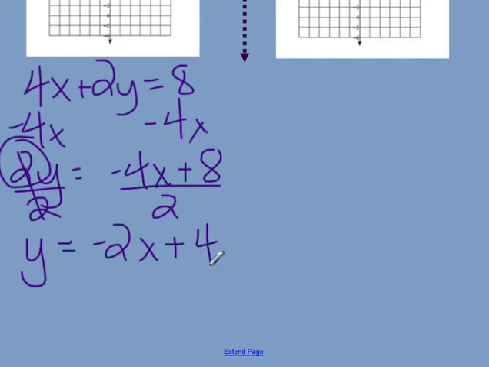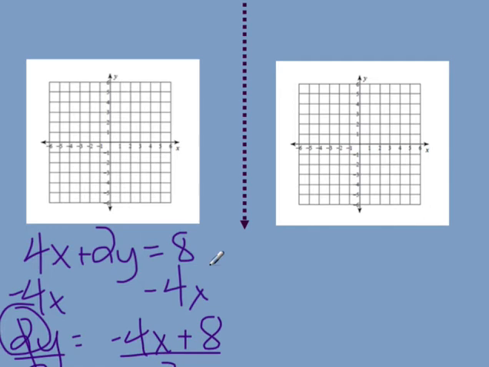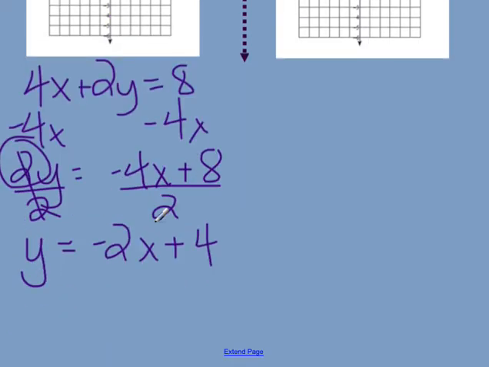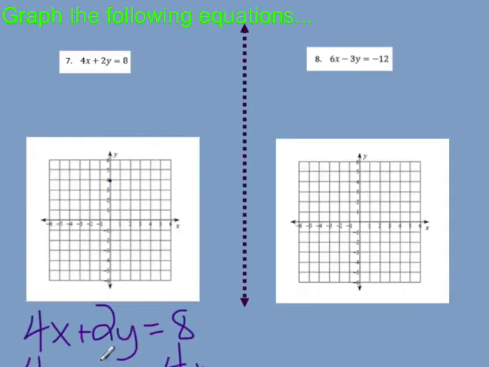So now we're going to go ahead and graph this line. We're crossing the y-axis at 4. That's our intercept is 4, and then our slope is -2, which is the same as -2/1, which means for my slope, I'm going down 2 and over 1. So I'm going to go ahead and graph that down 1, 2, and over 1, and plot that point. So now I'm going to go ahead and graph that line right there. So that's my final answer for number 7.